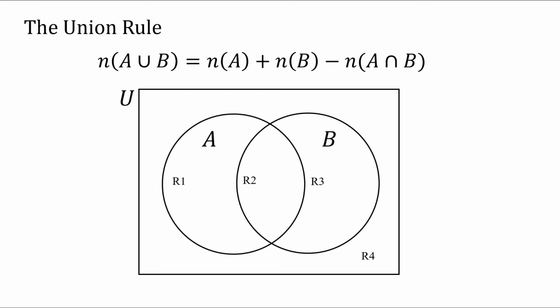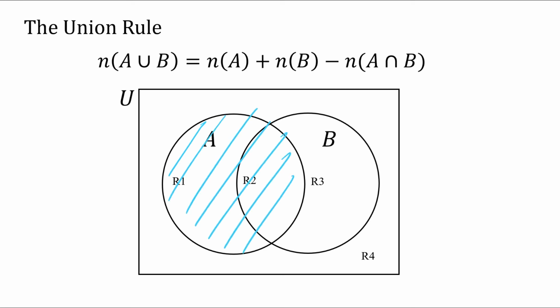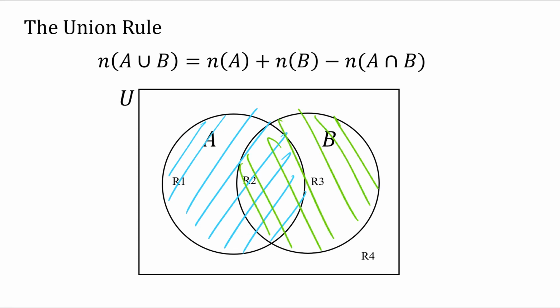If we think about finding A union B, which is everything in A put together with everything in B, if we add all of the elements in A, so let's shade that, so that would be everything in A, and if we add that to everything in B, to try to get the union of A and B, what we've noticed is we've double counted region 2, the intersection. So that's why we subtract it out. Because if we just add A and B together, then we've double counted those in the middle. So we want to subtract those out once.